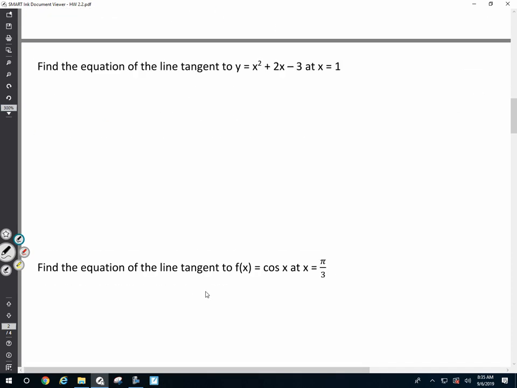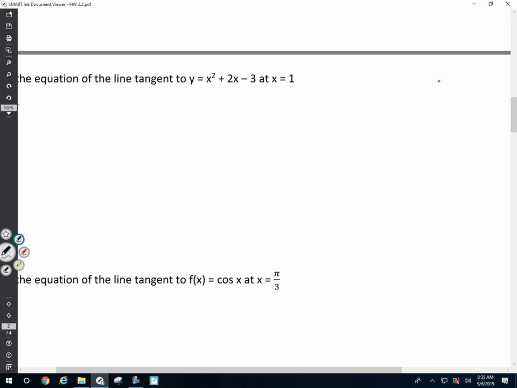Find the equation of the tangent line to this. Remember, for tangent lines, I need a point and a slope. Think about the visual. You got some sort of x squared graph. It looks something like that. We have a tangent at 1. Maybe it's positive, maybe it's negative, I don't know. The point comes from the function. The slope comes from the tangent slope at 1. Okay? Point comes from y, slope comes from y prime.